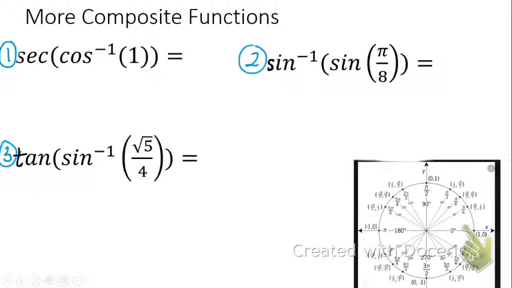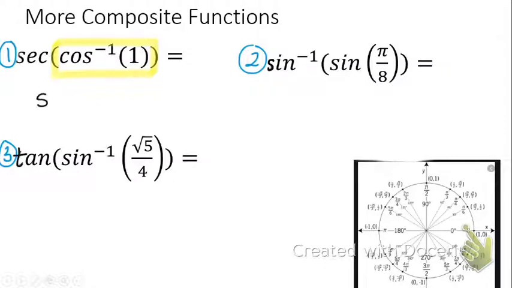Okay, so number one is 2 questions in 1. So the first thing is we need to figure out the cosine, the inverse cosine of 1. So you just got to remember your restrictions. So inverse cosine, that is in quadrants 1 or 2. So what angle in quadrants 1 or 2 has a cosine value of 1? 0.